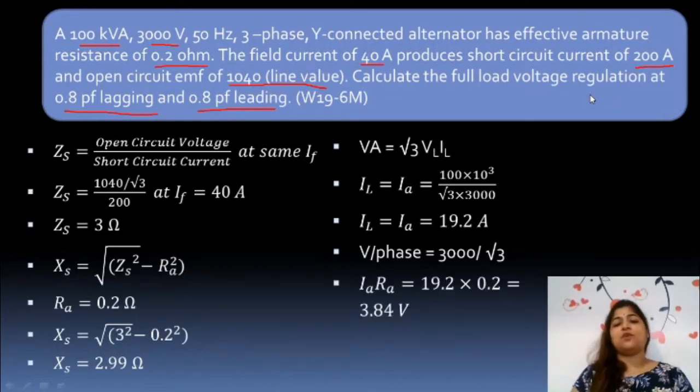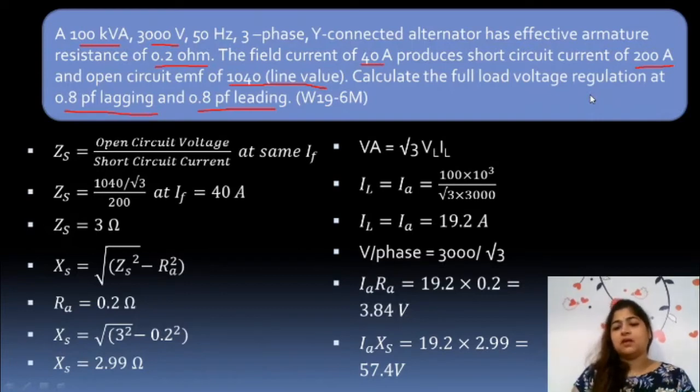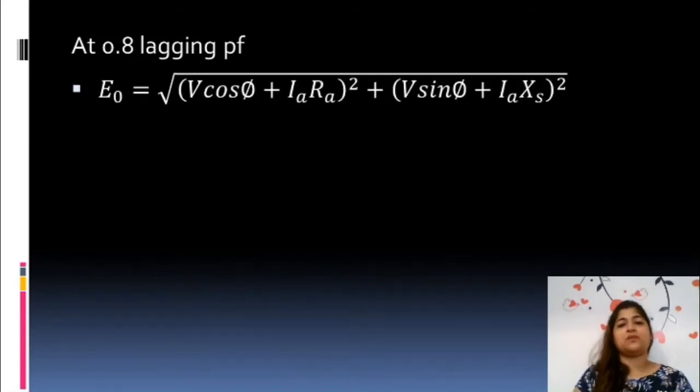Let's get the value of IARA and IAXS. So IARA is 3.84, IAXS is 57.4, correct. Okay, you got the value of IARA and IAXS. Then let's substitute everything in EMF equation. So first of all, we will consider 0.8 lagging power factor. Let's write down the equation for EMF induced, which is nothing but root of V cos phi plus IARA the whole square plus V sin phi plus IAXS the whole square.